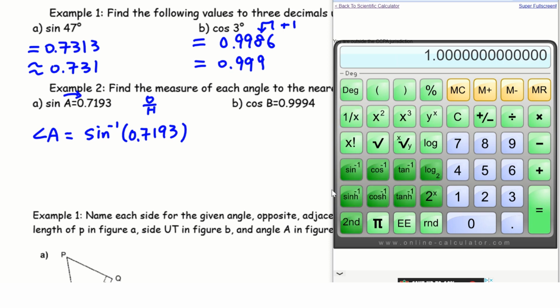Okay, so I think it's second, yes. So normally on the top left corner, you will have a second, shift, or inverse button. Then you click on it, you will see the sine inverse. So for this one, we are going to type in 0.7193, then sine inverse. It gave you 45.996.